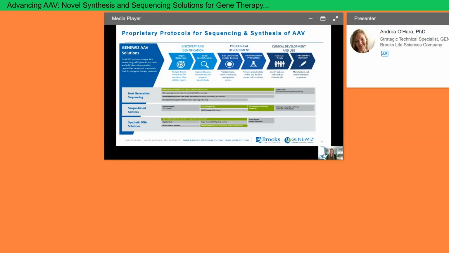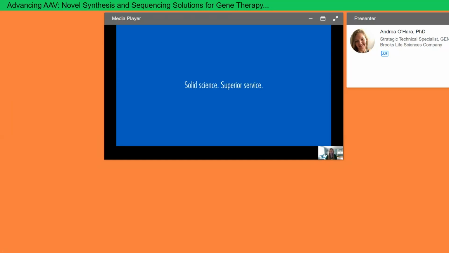Additionally, we offer a number of downstream approaches for the post-infection solutions within the next generation sequencing stages. At GENEWIZ, we're here to offer you complete and comprehensive full end-to-end solutions. And with that, I would like to go ahead and take any questions that we may have.